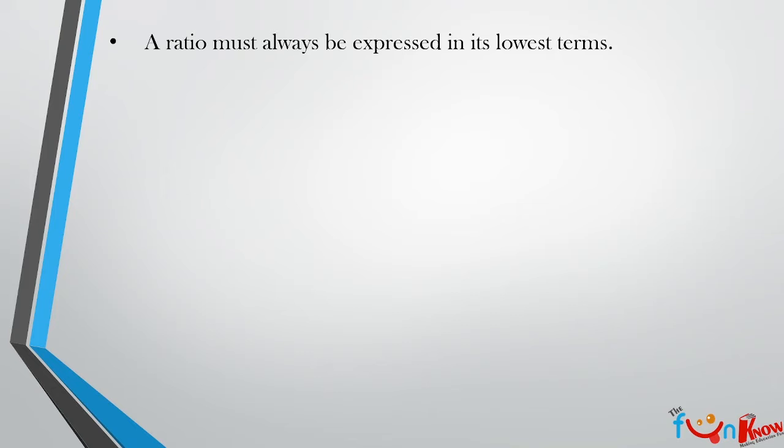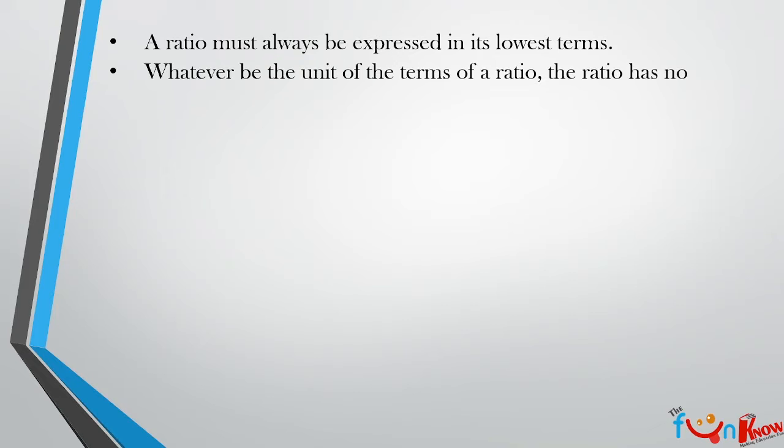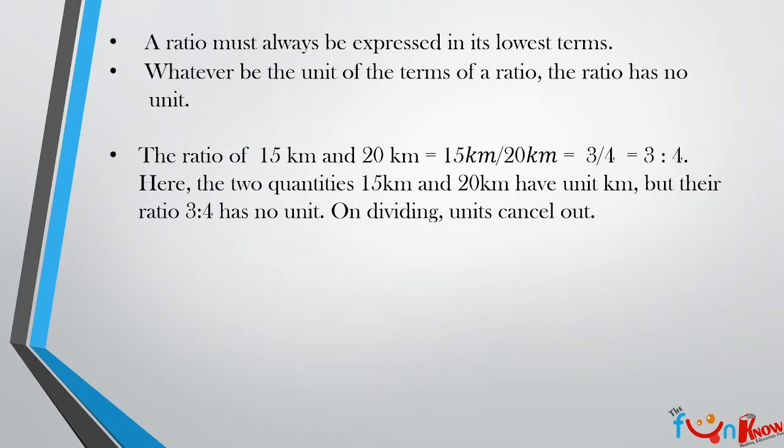A ratio must always be expressed in its lowest term. So whatever the ratio will be, you have to just make sure that you cut them or divide them to the lowest term. Whatever be the unit of the terms of a ratio, the ratio has no units. You have to remember, whatever the unit is of that quantity, the ratio itself does not have any specific unit.